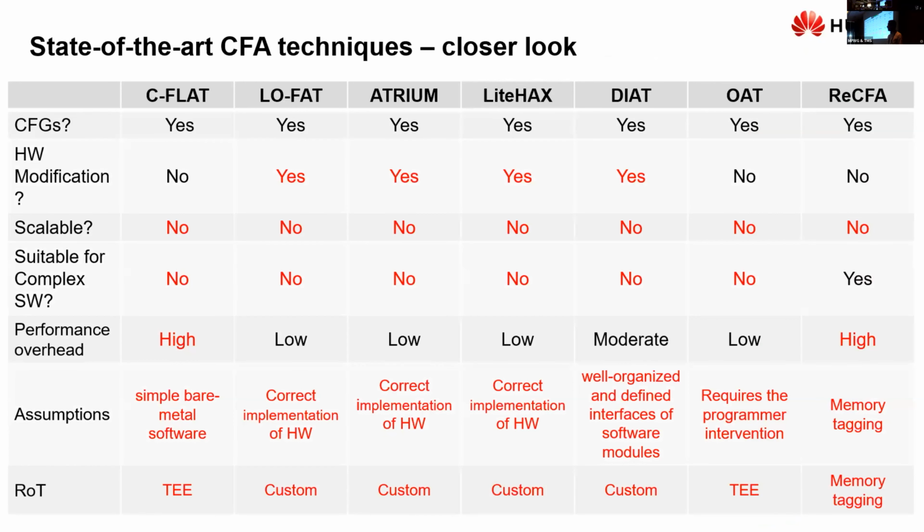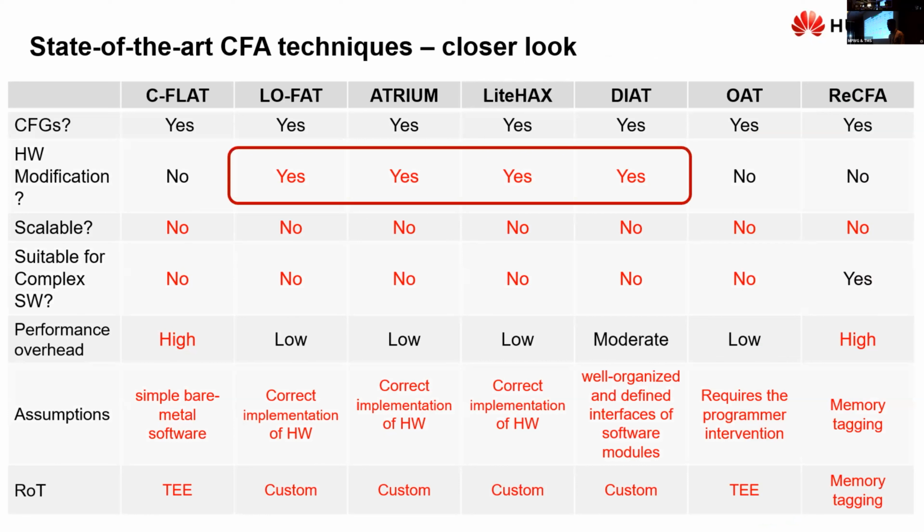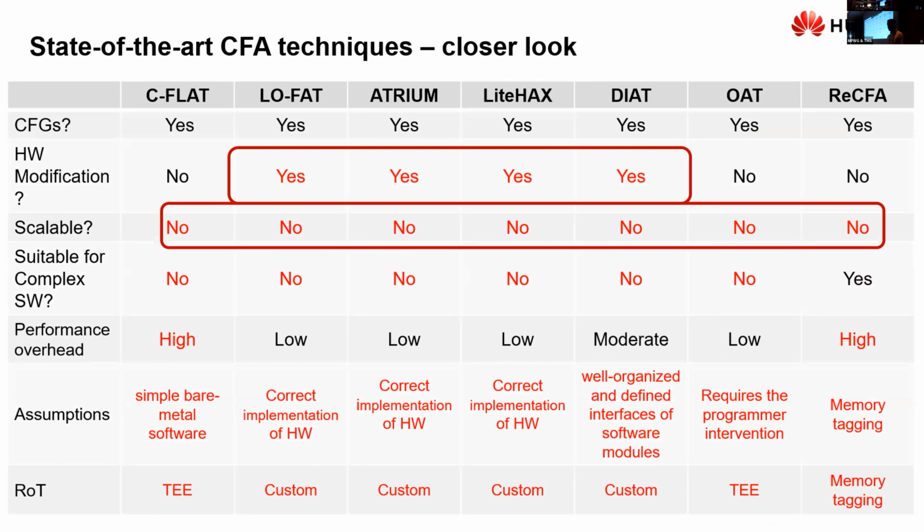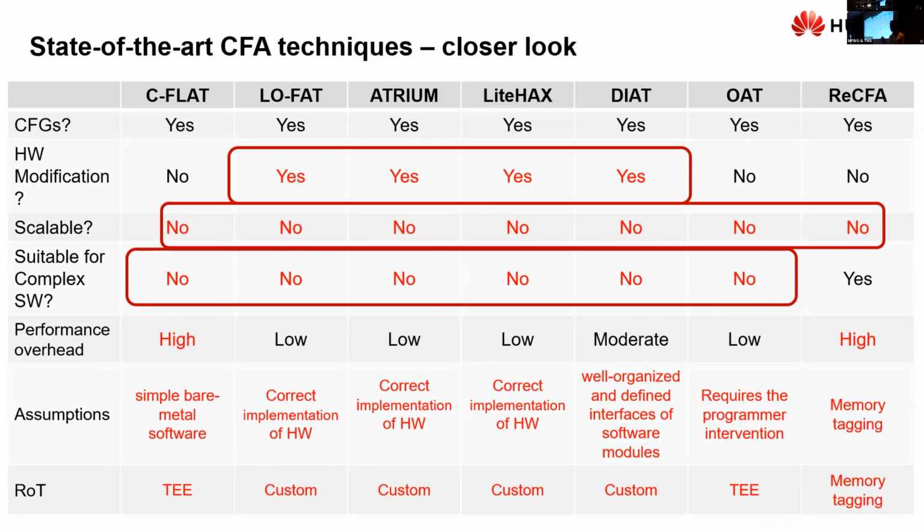So we have a small table here that tries to compare the most important of these research papers, and what we see is that many of them require hardware modification. None of them is really scalable to complex software, and is not scalable actually to many provers under a certain verifier, but also only one is suitable for complex software. However, you see that the overhead of that solution is actually high, so it's not acceptable for practical devices.